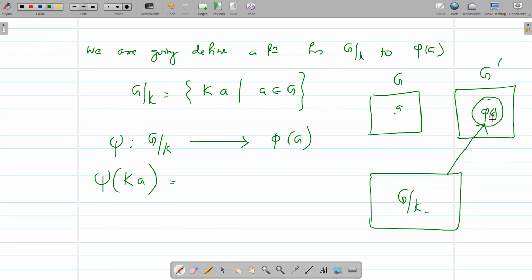So the image of a in phi of G will be phi of a. Then we map this psi of Ka. See, this is a Ka, a right coset. We map this Ka to this phi of a. So this is our definition. So, the function defined, we will show that the function is one-one and onto, and it satisfies the isomorphism property. So we contend that it is an isomorphism.